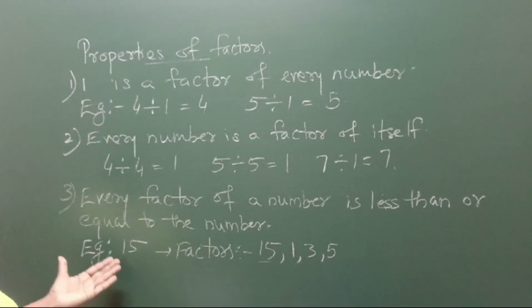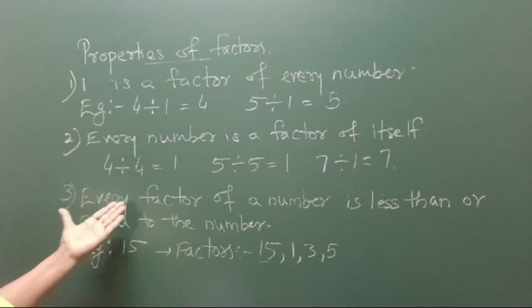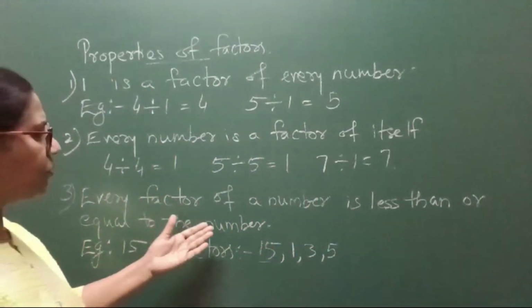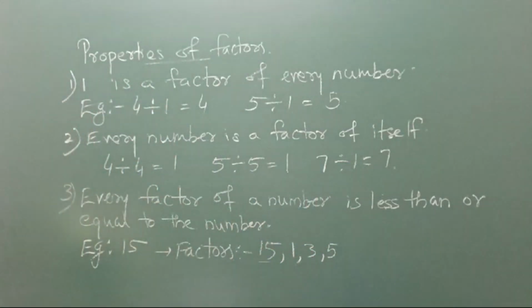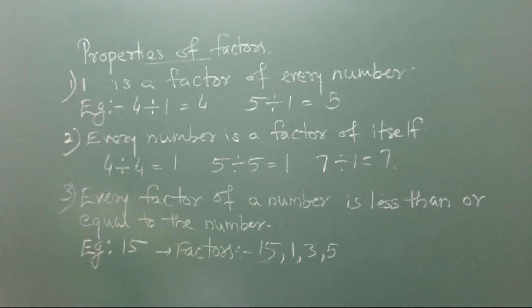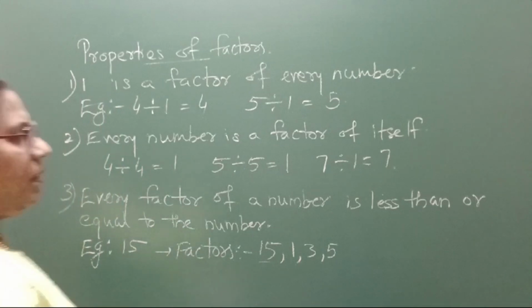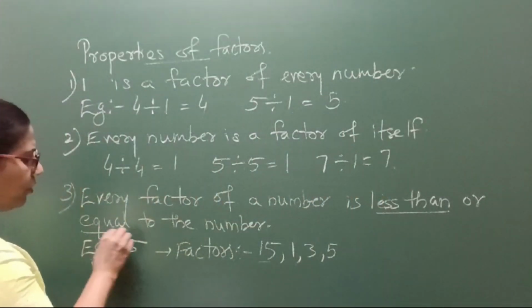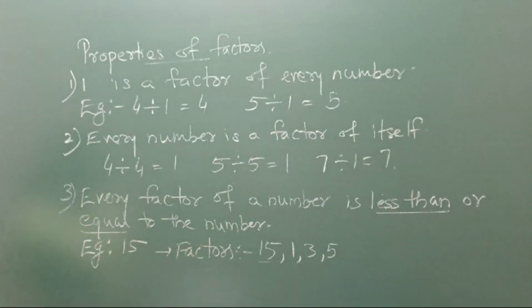So here it says, every factor of a number is less than or equal to the number. See here, number is 15. Factors are 15, 1, 3, 5. Every factor of a number is less than or equal to the number. That is the third property.